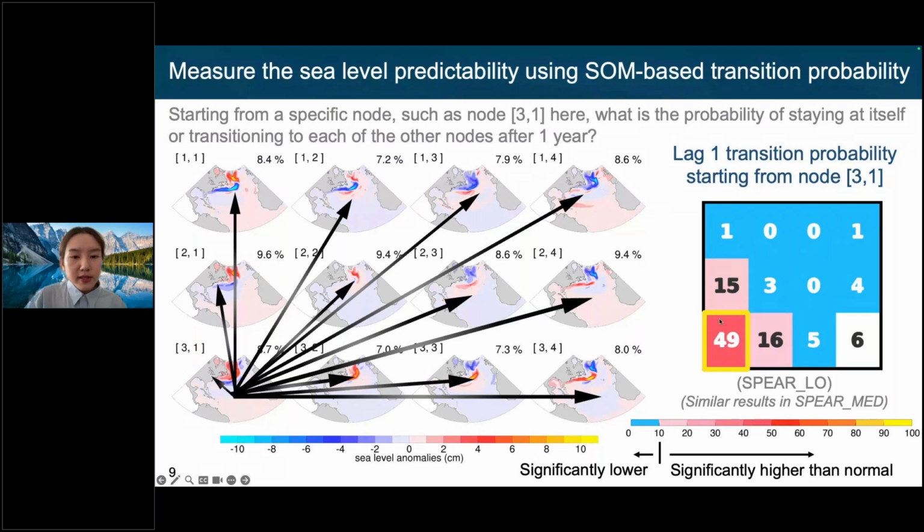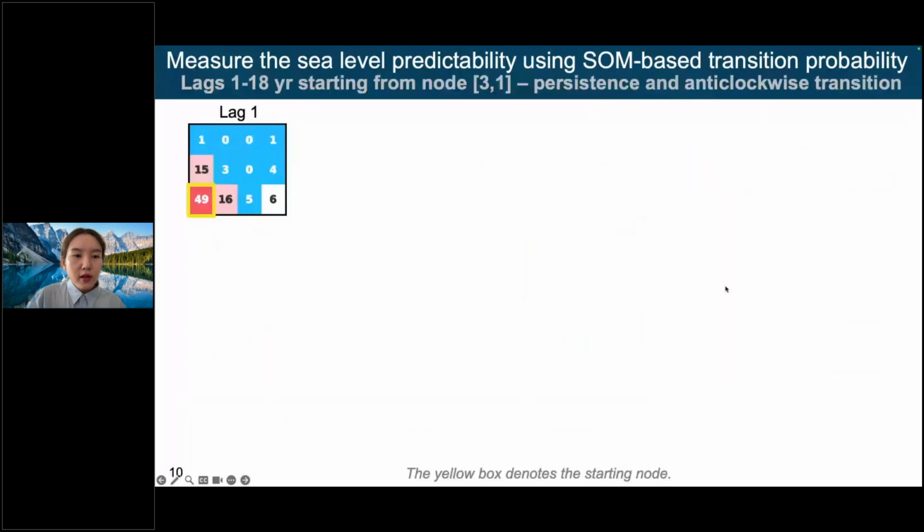So as you can see, 1 year after starting from this node 3.1, there is still a 49% probability of staying at itself. That means a very strong persistence. And there are also probabilities of transitioning to the adjacent nodes. In addition to the lag 1 probability table, we can also do that for the following lags.